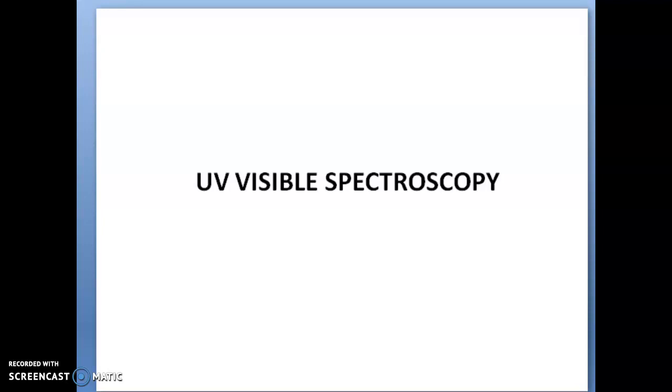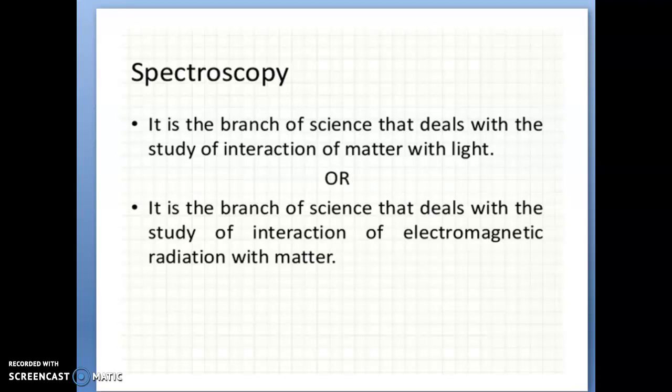Hi students, we are going to look at a chapter in the organic chemistry paper, the first unit: UV-visible and IR spectroscopy. Here we are going to discuss UV-visible spectroscopy first, and for that we have to know the basic idea about spectroscopy. So what is spectroscopy?